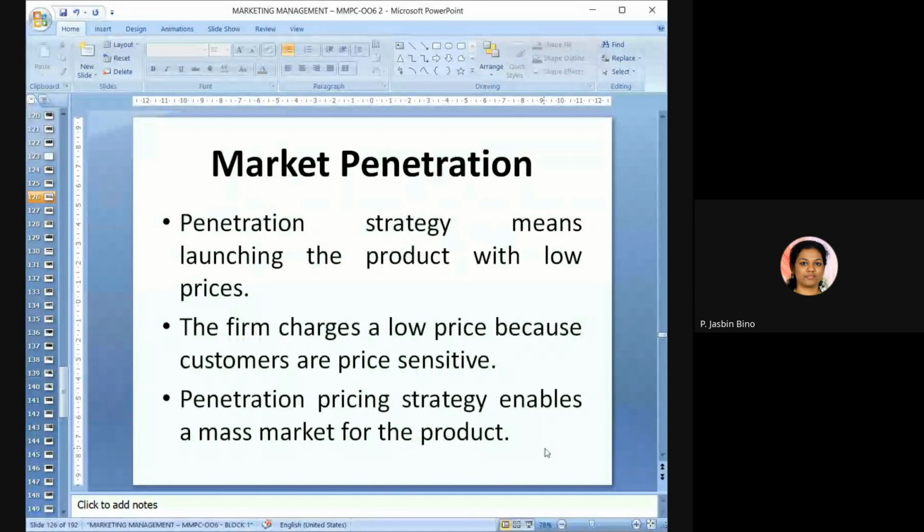In market skimming, first they will sell the product at a high price, then they will be reducing the price of the product. In market penetration, first they will be selling at a low price, and when they get more and more customers, they will be increasing the price of the product.